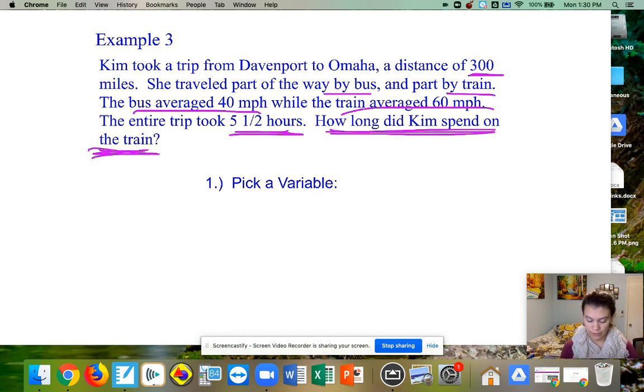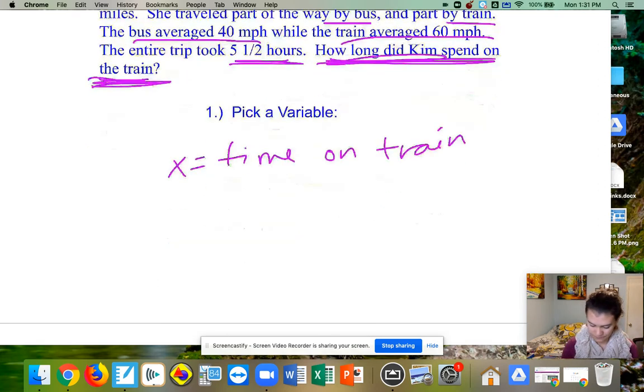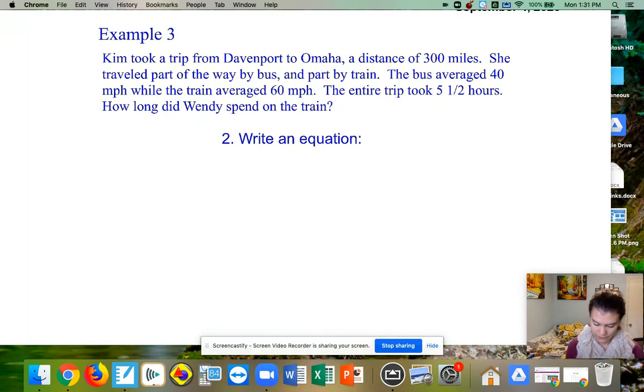So when you're picking your variable, you're looking at your question. We want to know how long did she spend on the train. So I'm going to make that my variable. We'll say x equals time on the train. Because then when I solve for x, I'm done. Okay, so now what? We need to figure out how to write this equation. So we know the time is 5.5 hours, and you know that the distance was 300 miles. So we need to figure out what's the easiest way to do this.